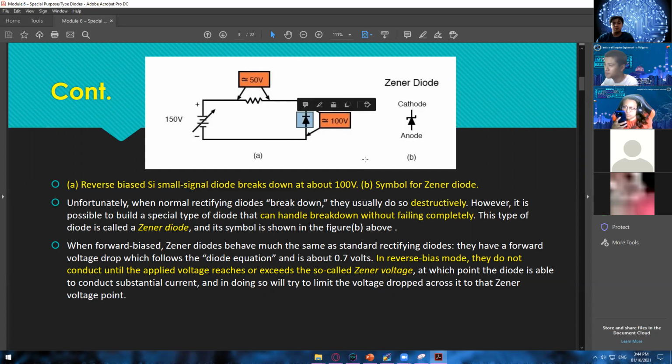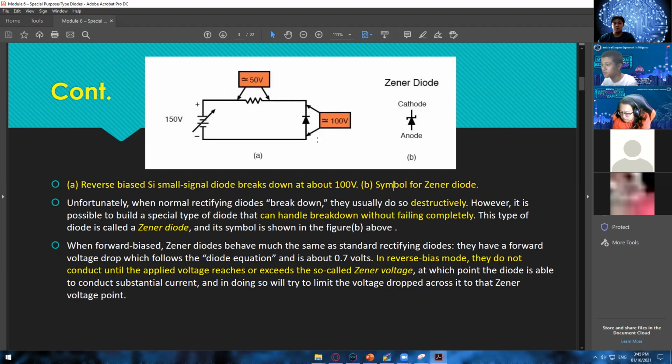So the correct symbol for a Zener diode is something like this. There is just a short line added, down here and then up here. Okay. So unfortunately, when normal rectifying diodes break down, they usually do so destructively.